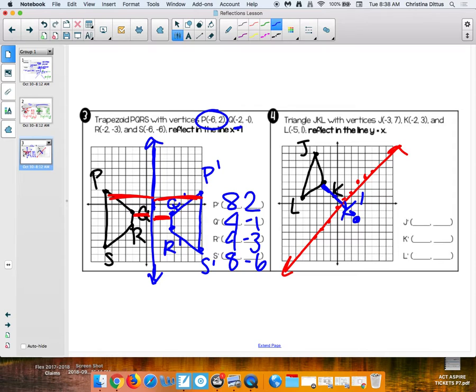Here's the hardest one. J, follow your diagonal. 1, 2, 3, 4, 5. That one should be 7, -3. Yes. So Bree says J is 7, -3. K, we said, was 3, -3, right? Who's got L?